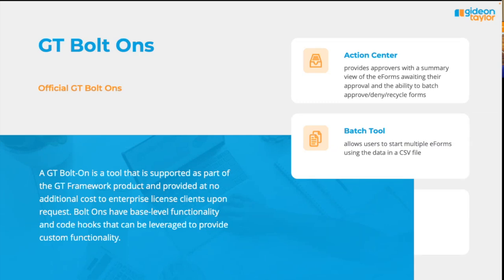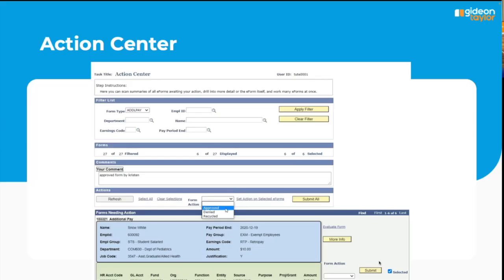The second bolt-on then is our batch tool. Similarly, it creates multiple eForms through a batch process, and that's done through a CSV file. So let's take a quick look at those two, just to familiarize yourself with them.